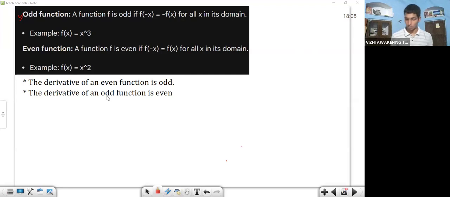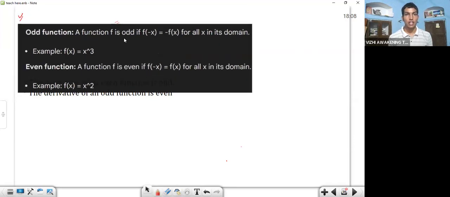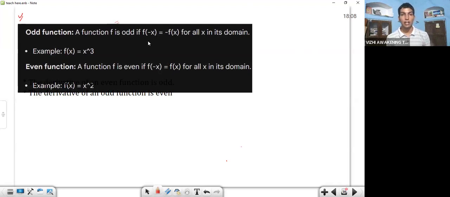Okay, so first talking about odd function. A function f is odd if f of minus x is equal to minus of f of x for all x in its domain. It means that whenever we input some negative value of the variable to the function, it is going to be equal to minus of the function for the positive value.